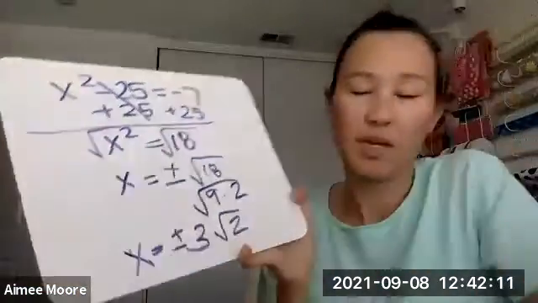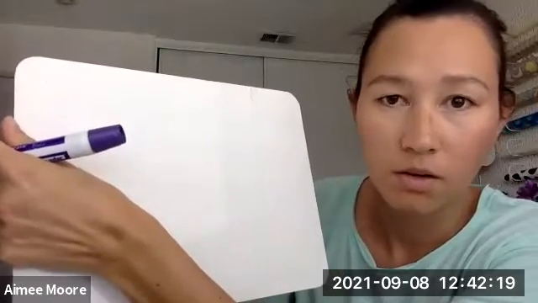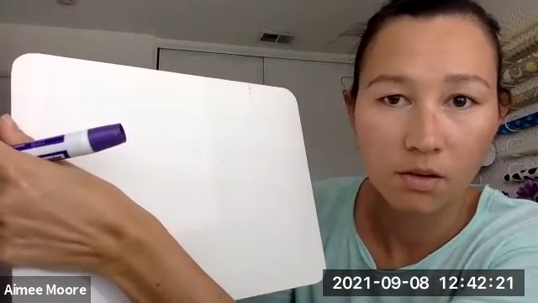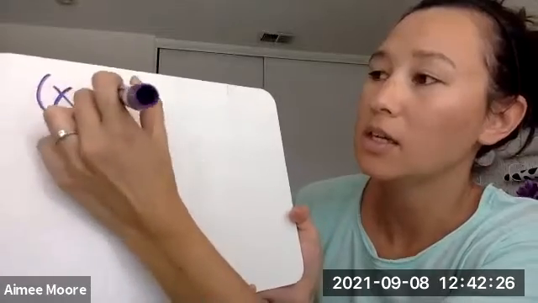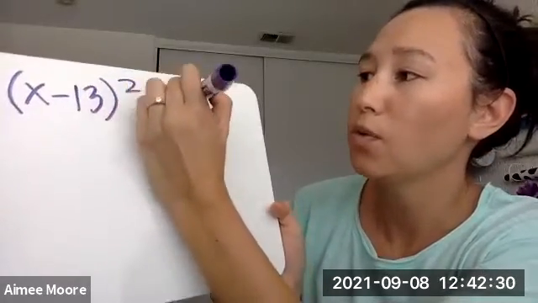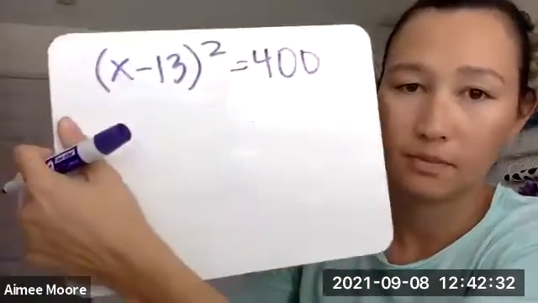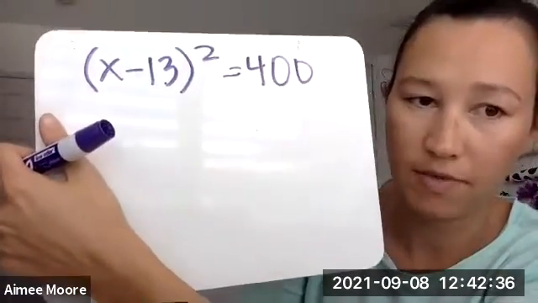So again, we're going to be taking the square root to solve. So we have x minus 13 squared equals 400. Okay, so can someone tell me, what do I need to do first to solve this?